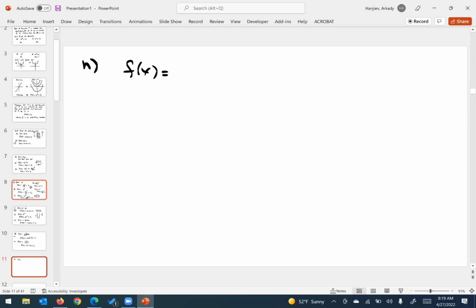All yours for this one, 4 sine of x plus, oh yeah, of course I'm going to give it to you. Of course, I'll work it out with you too.